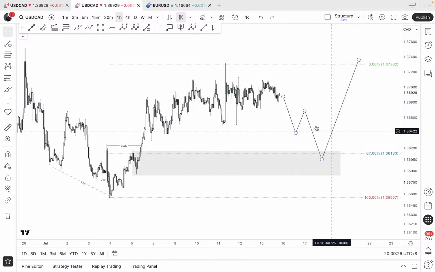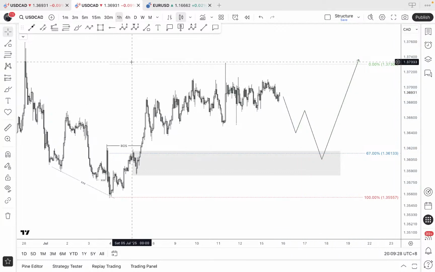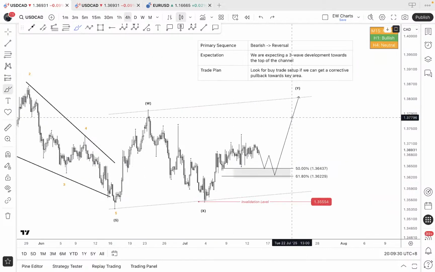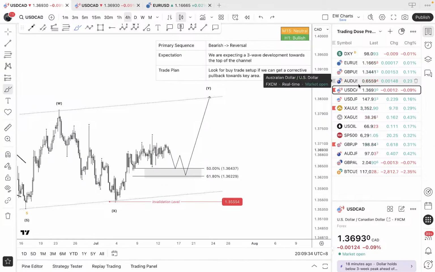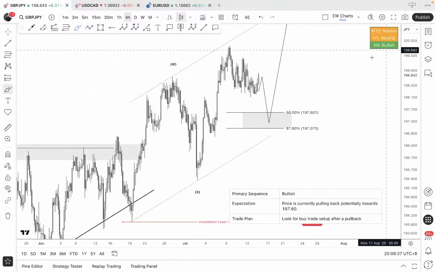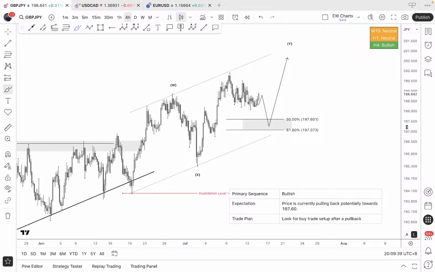So this is what we can look out for in terms of the dollar Canadian. Very good potential trade within the week, right? So this is one of the things that I'm looking at as well. Now another one that is worth mentioning is the pound yen.